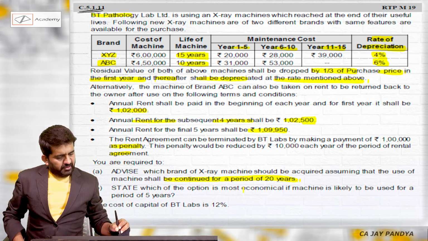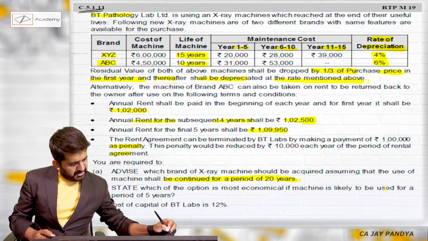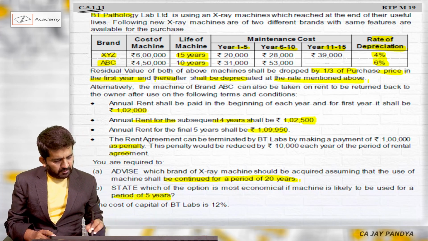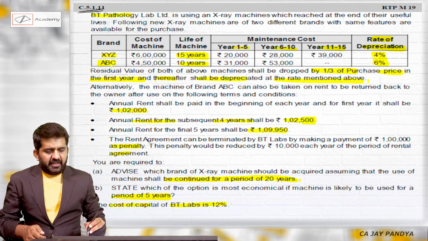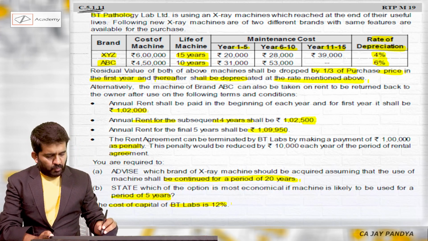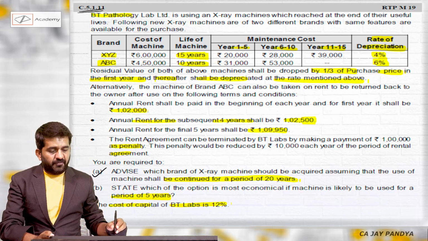State which of the following options is most economical if the machine is likely to be used only for the period of 5 years. This will be relevant. The cost of capital of BT Labs is 12%. Let me start with machine XYZ for the period of 15 years.